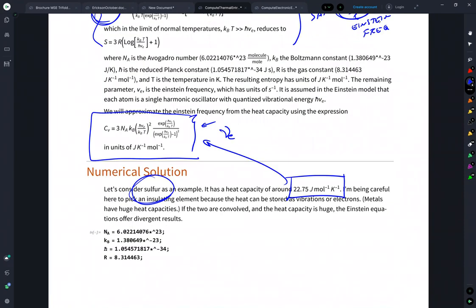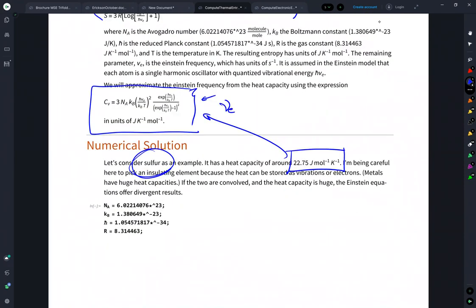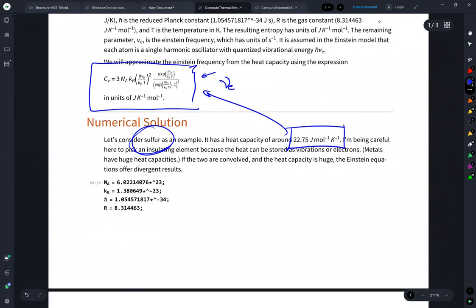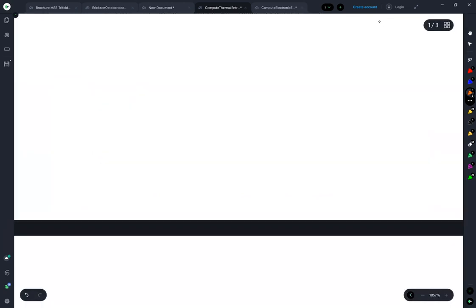When I was first working on this problem, I kept getting stuck, and it's because I was looking at a metal. You can't look at metals, because metals have heat capacities in part due to the electronic contribution and in part due to the vibrational. And you just can't do that. Now, you could if you're able to isolate the electronic contribution to the heat capacity and then only have the vibrational. We don't measure that, of course.